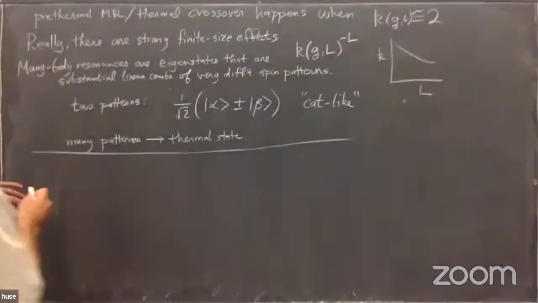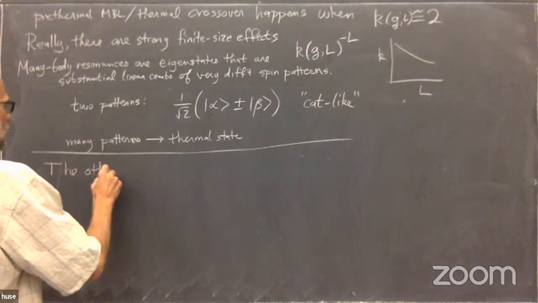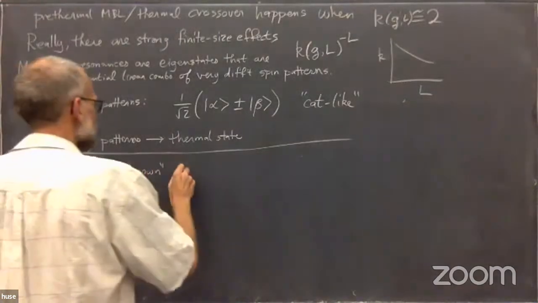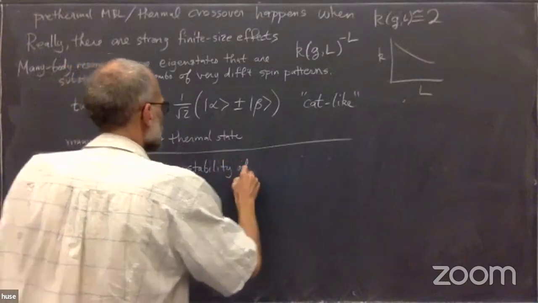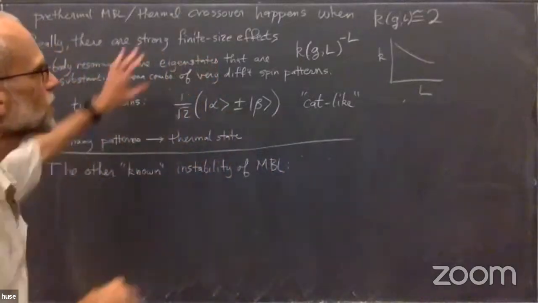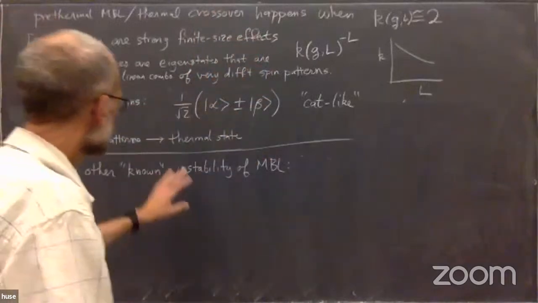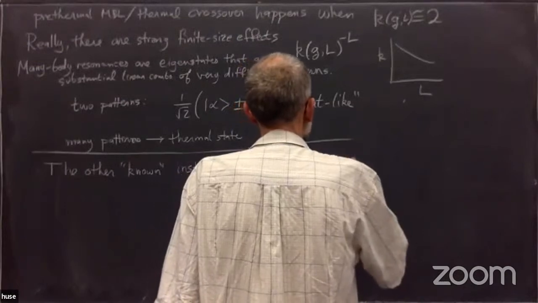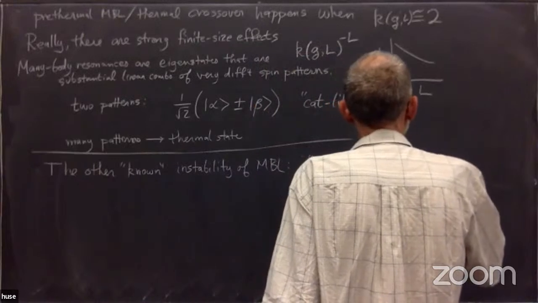Okay, let me continue with the last topic. The other known, studied instability of MBL. So this was a perturbative discussion, right? I just talked about it perturbatively. This one is non-perturbative, and this is what's called the avalanche. And this is due to Rydberg.